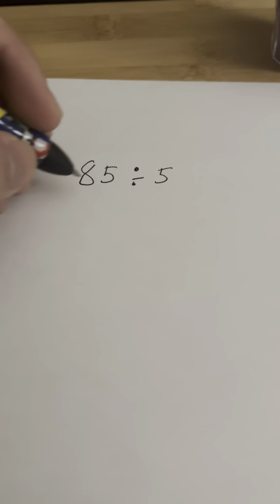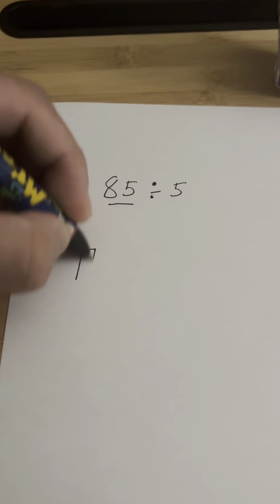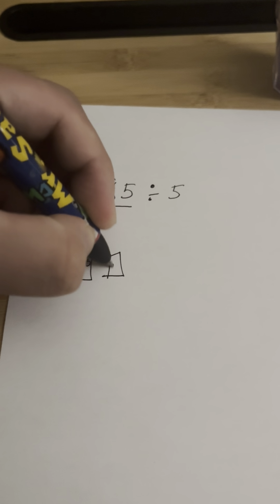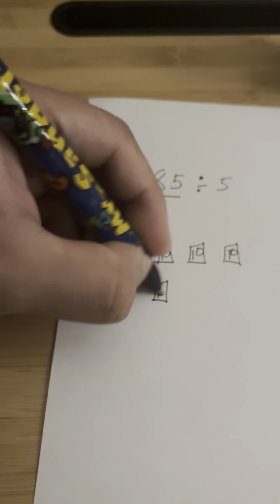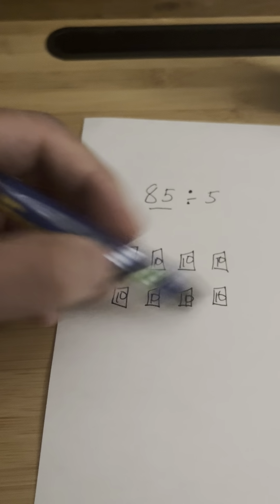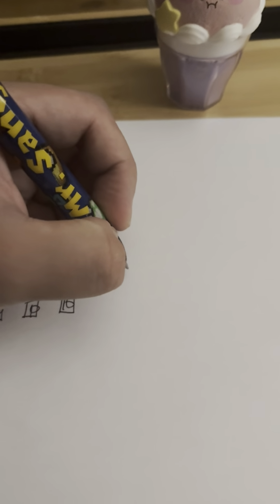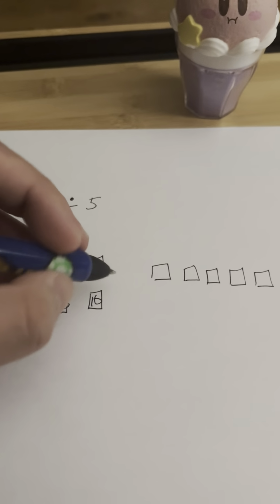So first things first, if you're thinking in terms of base 10 blocks, the first step is to build your number. We're trying to build 85. So to build 85, we need 1, 2, 3, 4, 5, 6, 7, 8. You need 8 ten blocks and 1, 2, 3, 4, and 5 one blocks.